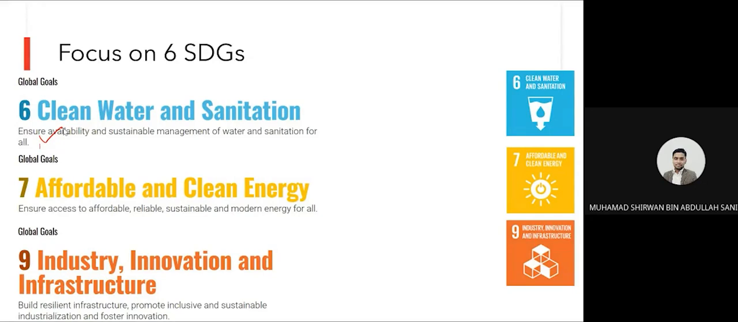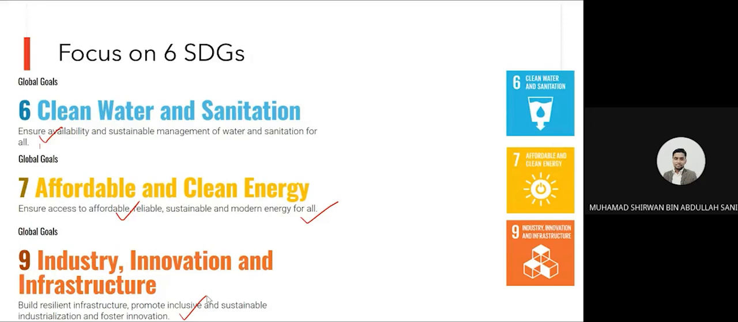Okay, other SDG, affordable and clean energy. The definition focuses on ensuring access to affordable, reliable, sustainable, and modern energy for all. And then the last SDG is industry, innovation, and infrastructure. So in this case, I use this SDG definition to build a resilient infrastructure, promote inclusive and sustainable industrialization, and foster innovation. So in my proposal, I apply plant waste to become a food preservative.